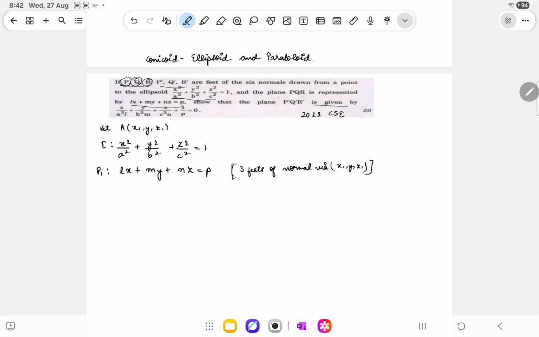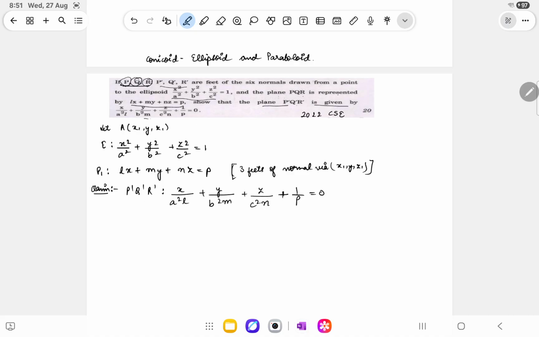So the question further says that we are supposed to show that the plane P dash, Q dash, R dash is this. So our claim is that P dash, Q dash, R dash is basically the plane x upon a square L plus y upon b square M plus z upon c square N plus 1 by P is equal to 0. So we are supposed to show that the plane P dash, Q dash, R dash is this plane.